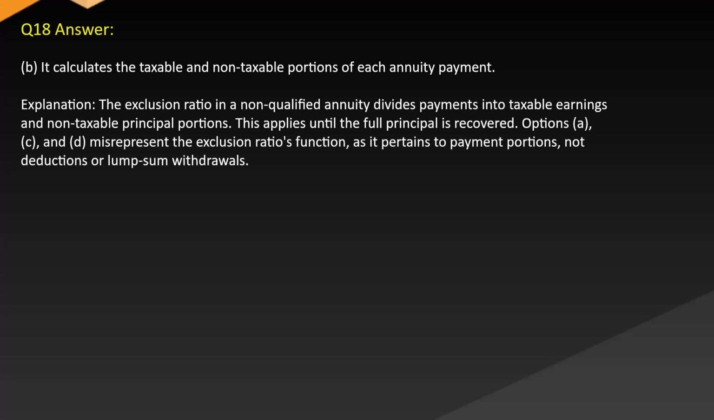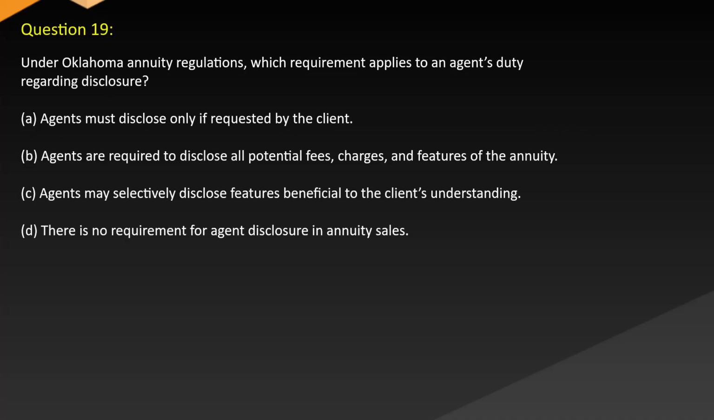Question 19. Under Oklahoma annuity regulations, which requirement applies to an agent's duty regarding disclosure? A. Agents must disclose only if requested by the client. B. Agents are required to disclose all potential fees, charges, and features of the annuity. C. Agents may selectively disclose features beneficial to the client's understanding. D. There is no requirement for agent disclosure in annuity sales.